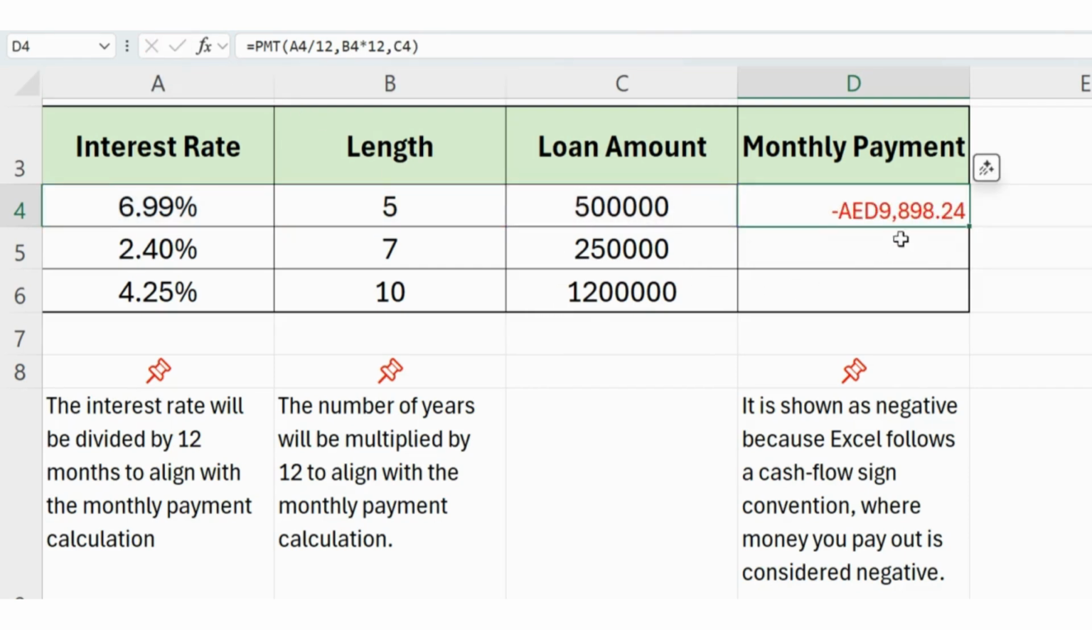When the results appear, the monthly payment will show as a negative number because Excel follows a cash flow convention, treating money you pay out, like your monthly installments, as negative. You can also apply this formula to other cells by using the fill handle or simply double-clicking the fill handle, making it easy to calculate payments for multiple loans or scenarios.